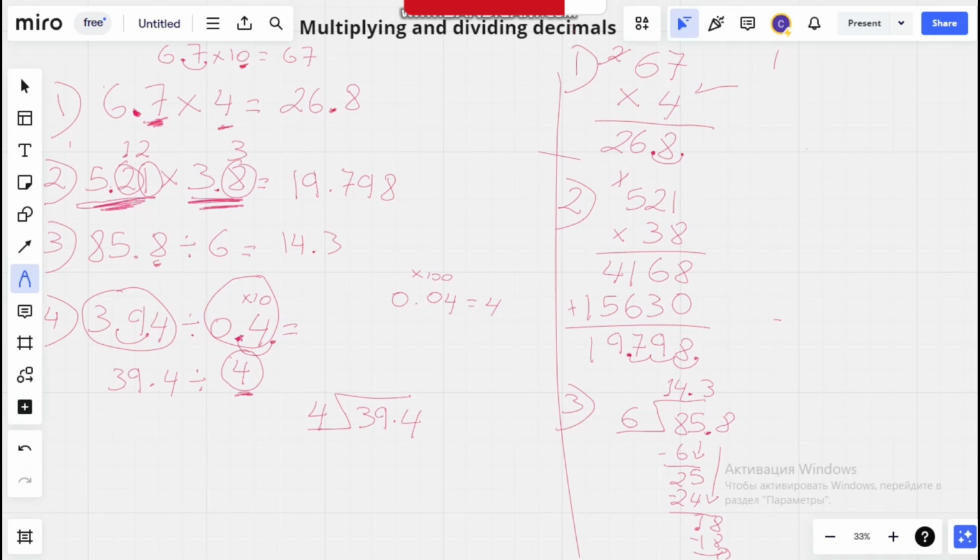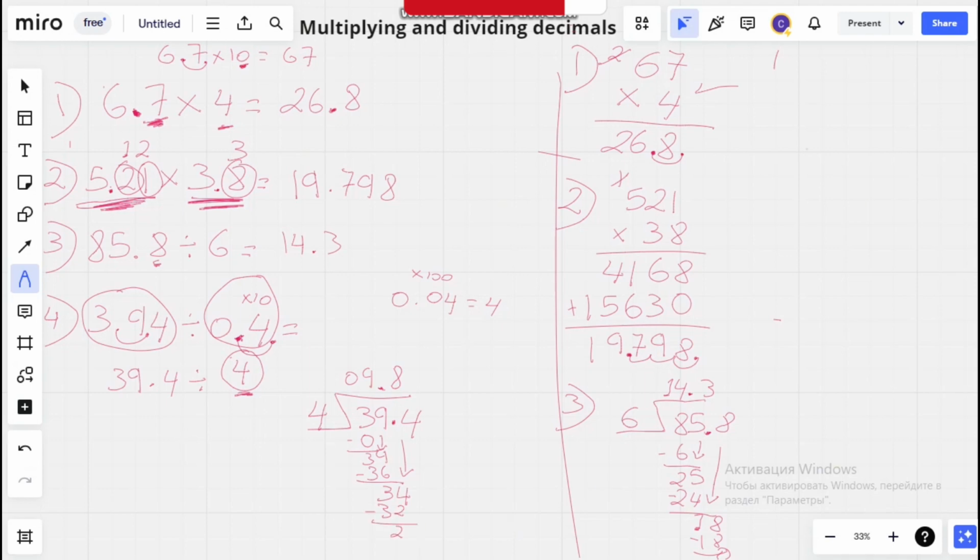How many 4s can you put in 3? It's 0. 0 times 4, 0. The 3. Bring down the 9. How many 4s can you put in 39? 9. 9 times 4 is 36. Becomes 3. And then now that we have reached the decimal, we put it up here. And then we bring down the 4. How many 4s can you put in 34? It's 8. 8 times 4 equals 32. 34 minus 32 equals 2.